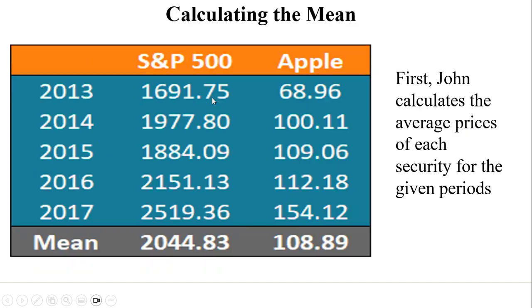Now let's go. When we find the mean, you can see down here, the mean of the S&P 500 is 2044.83, and the mean for Apple is 108.89. So what do we say here? We said first John calculates the average prices of each security for the given period. After he has gathered those five years of prices, he found the mean because he wants to use the formula. So now we've calculated the mean.